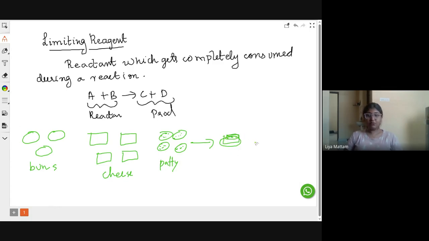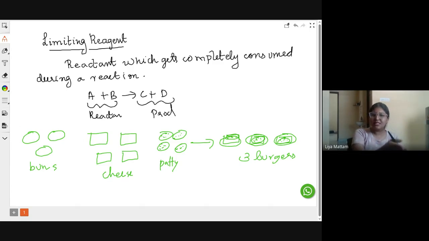So I've made 1 burger, right? Now, using the next bun, next cheese slice, next patty, I've got the second burger. Now, the last bun, next cheese slice, next chicken patty. By using this, I've got 3 burgers, right? Why am I stopping with 3 burgers? Because the bun got over. Only 3 buns were there. Even though 1 cheese slice and 1 patty is left, no bun is there. Without bun, how will I make the burger?